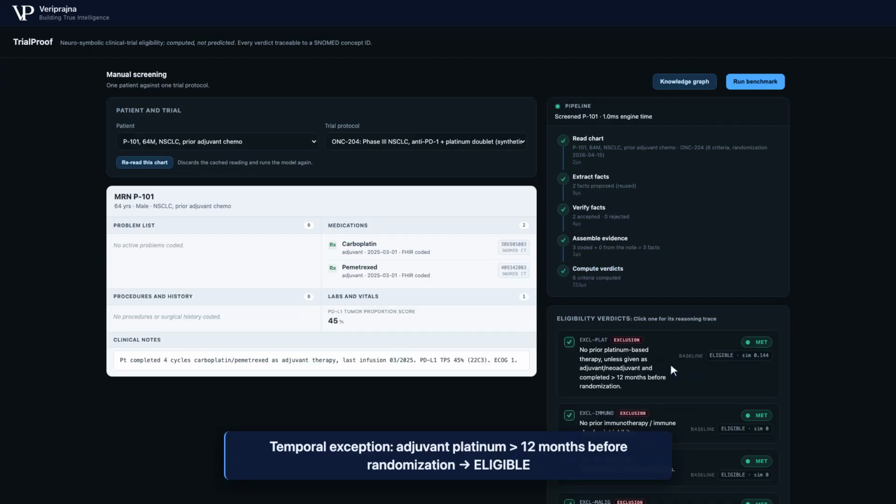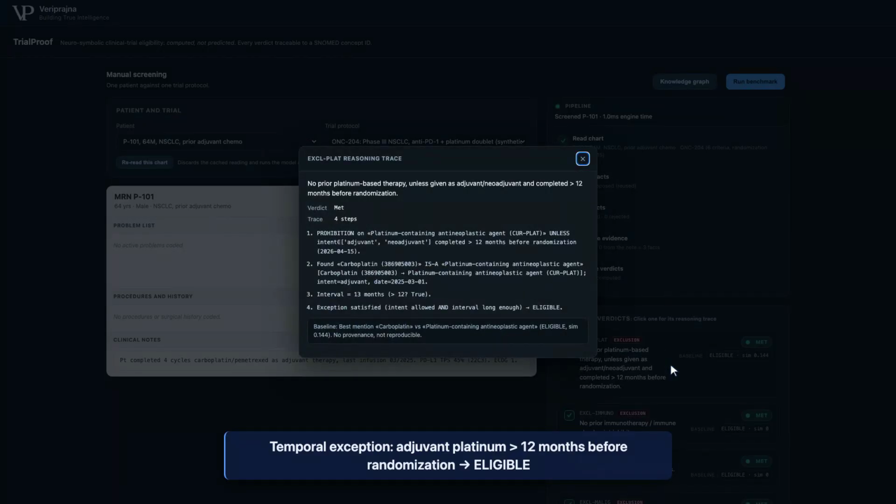This patient had platinum chemotherapy, which the trial excludes, unless it was adjuvant and completed more than 12 months before randomization. TrialProof does the date arithmetic, finds the exception satisfied, and returns eligible. It also confirms her tumor marker meets the inclusion threshold, a fact the baseline cannot even read.